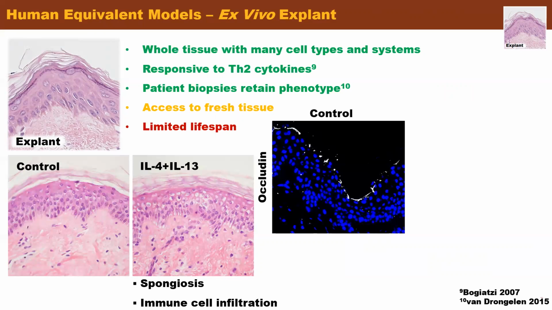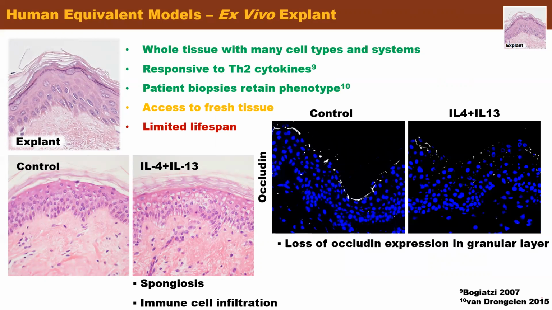showing a cross-section of occludin staining. In contrast to control cultures, there is a mislocalization and overall loss in occludin, indicating loss of tight junction barrier integrity in cultures treated with Th2 cytokines.